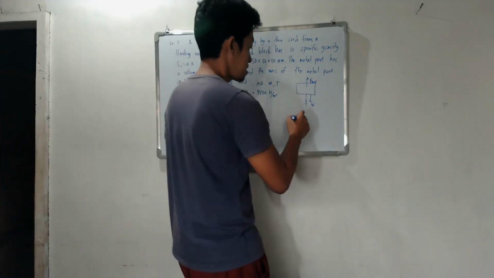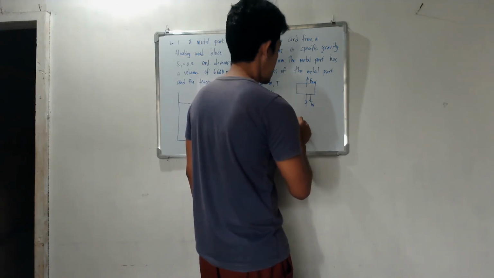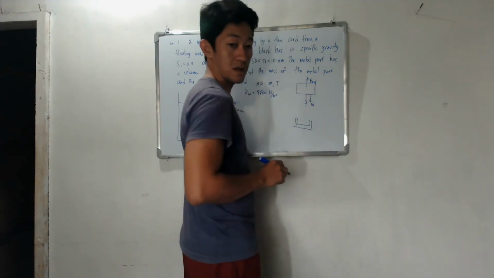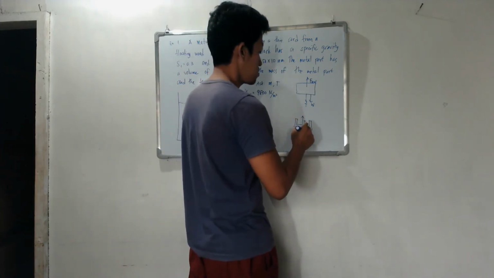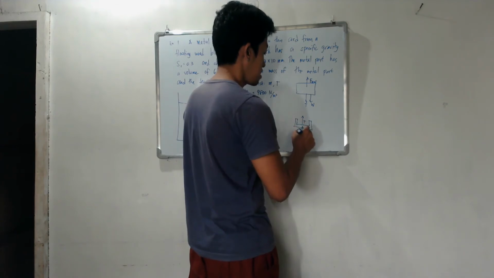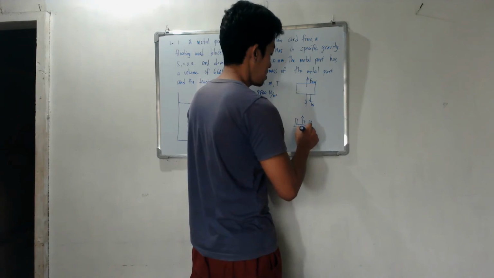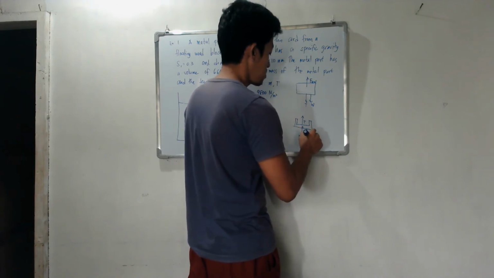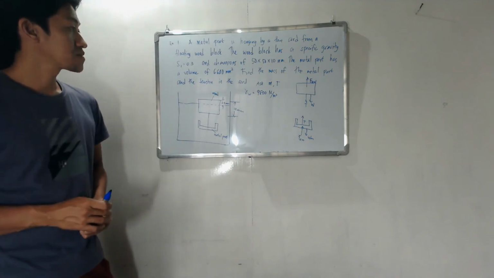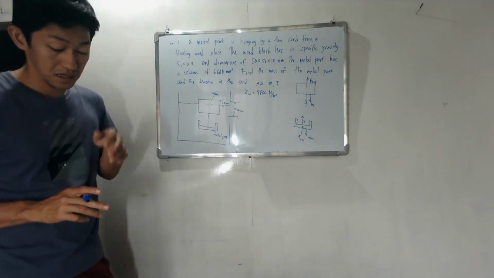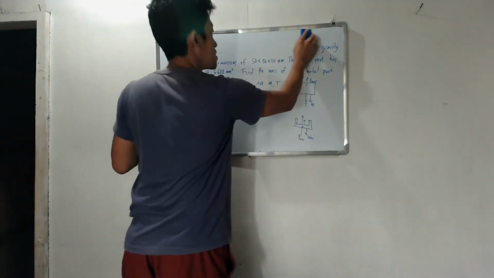Second, you have the metal part, and then also you have the tension, you have the buoyant force, and you have the weight of the metal.